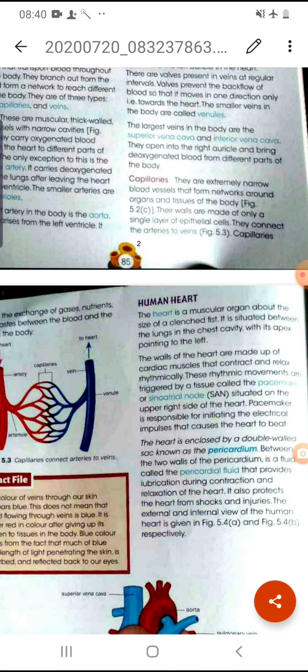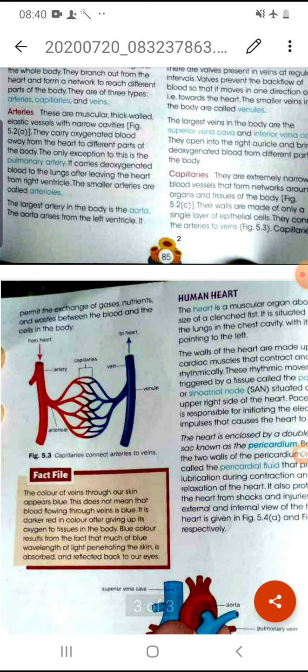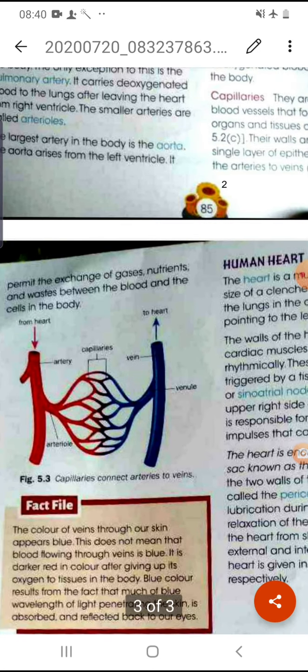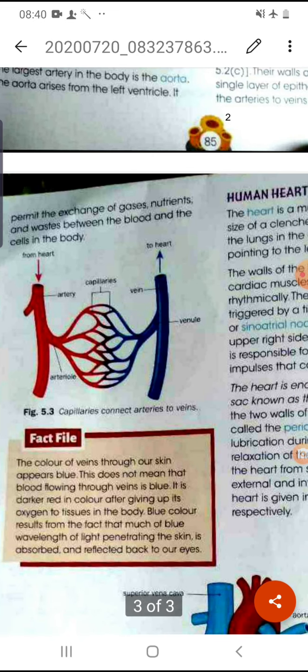They connect the arteries to veins, and capillaries permit the exchange of gases and nutrients and also the waste products between the blood and the cells of the body. Okay, so you can see this is the structure of the capillaries. The red portion is the artery, and the blue portion is the vein. But the capillary is the connection between the artery and vein, and it forms a network like structure. You can see in the diagram, and it facilitates the exchange of oxygen, nutrients, and also the waste products.